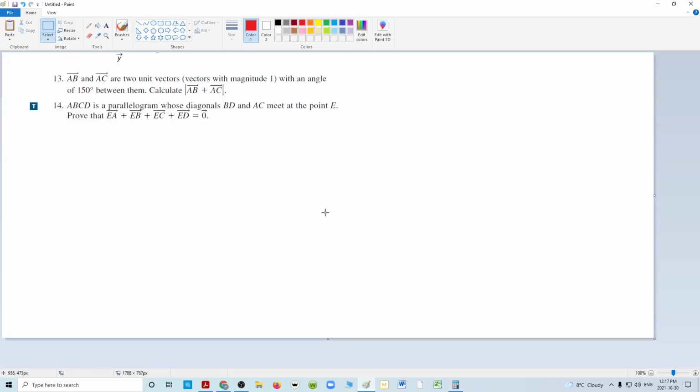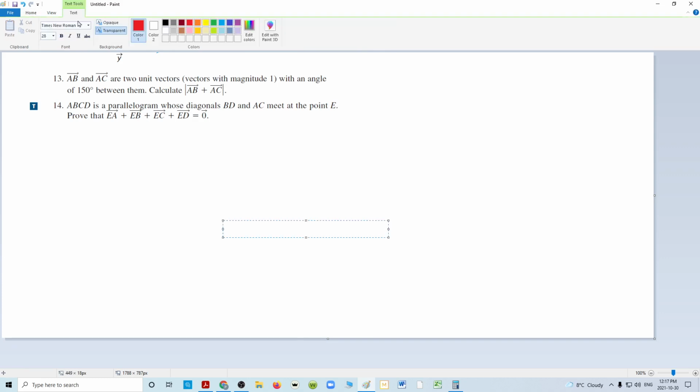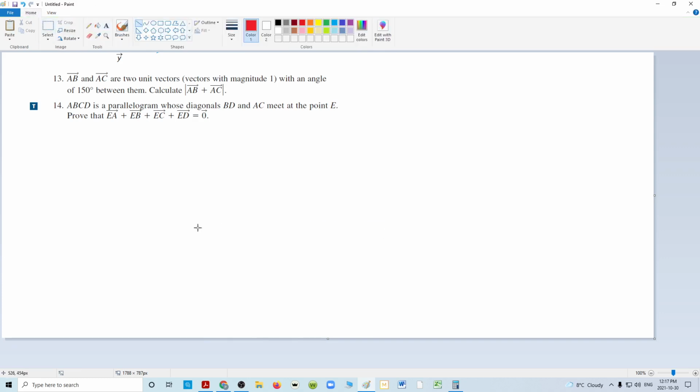So if AB and AC are two unit vectors with magnitude 1 with an angle between, we might as well draw it. We got AB like that, and we've got AC like that, and they're both the same length. This is A, this is B, and this is C. Calculate AB plus AC. Oh, and this is at 150.